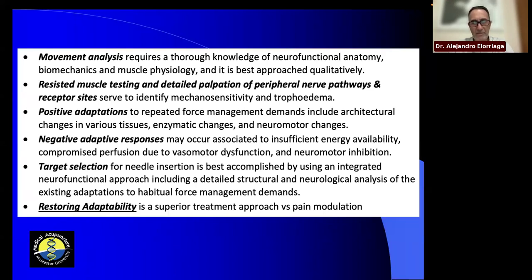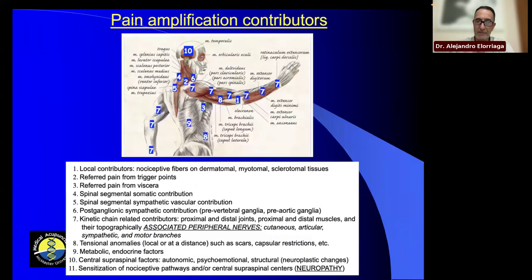And the final statement I made in the last presentation was that restoring adaptability is a superior treatment approach versus simply doing pain modulation. And to restore adaptability, it is mandatory that you understand how the system operates, because otherwise we cannot restore what we don't understand. All right, so that was the summary of what we did in part 5.